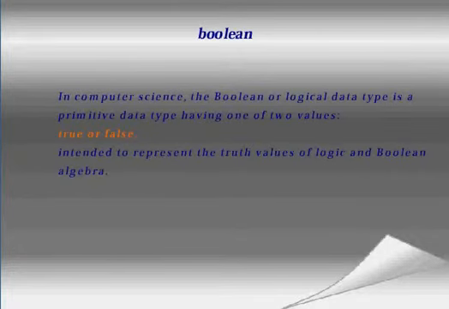Bool. In computer science, the Boolean or logical data type is a primitive data type having one of two values, true or false, intended to represent the truth values of logic and Boolean algebra. In programming languages that have a built-in Boolean data type, such as Pascal and Java, the comparison operators such as greater than and not equal are usually defined to return a Boolean value. Also, conditional and iterative commands may be defined to test Boolean-valued expressions.